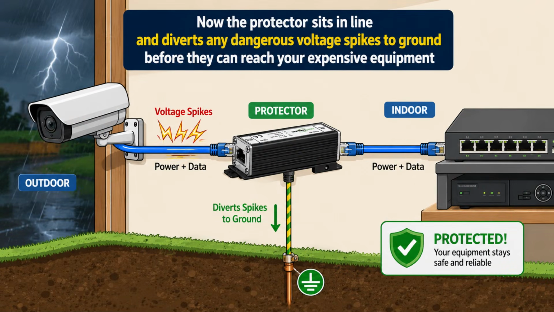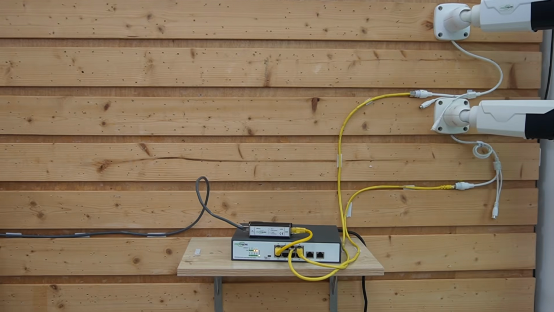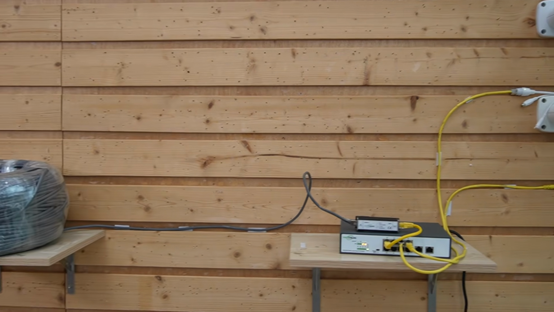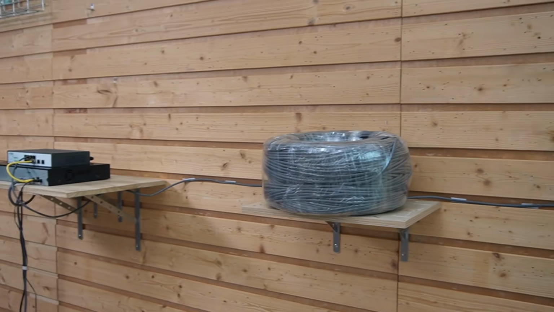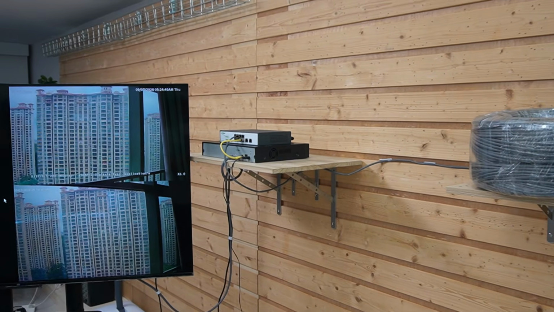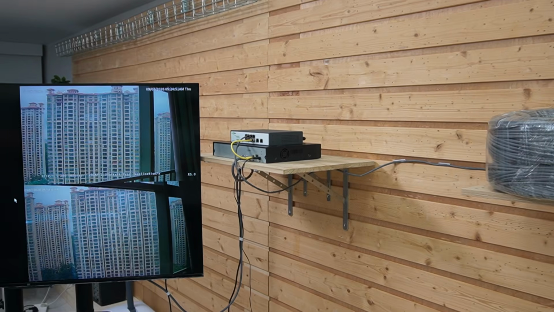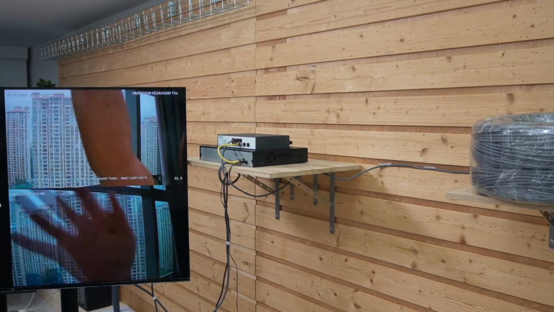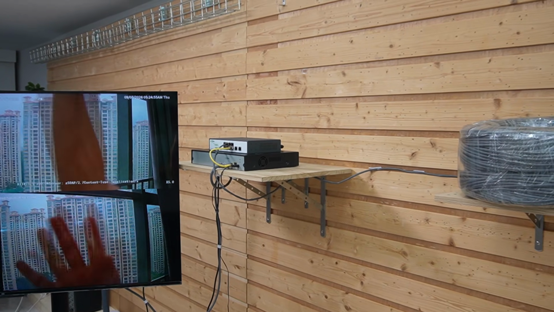Now the protector sits in line and diverts any dangerous voltage spikes to ground before they can reach your expensive equipment. It's a small investment that can save you thousands of dollars in fried equipment. And you still get live video feed.